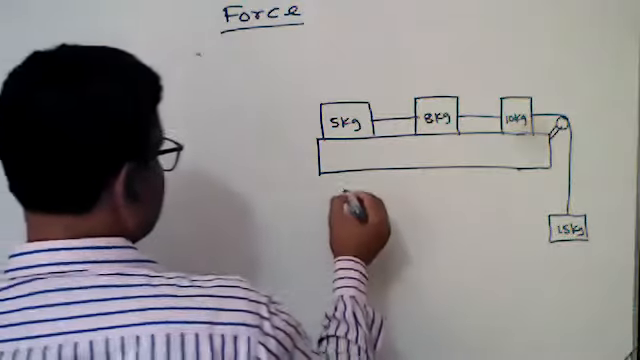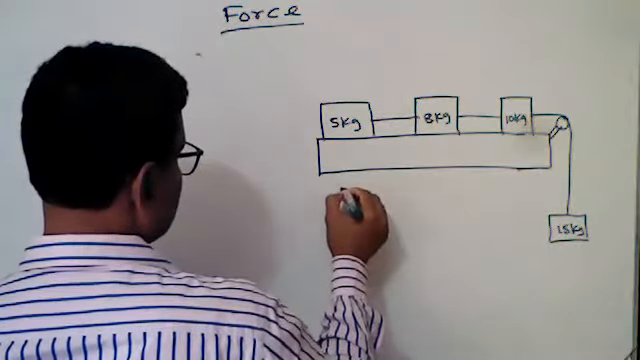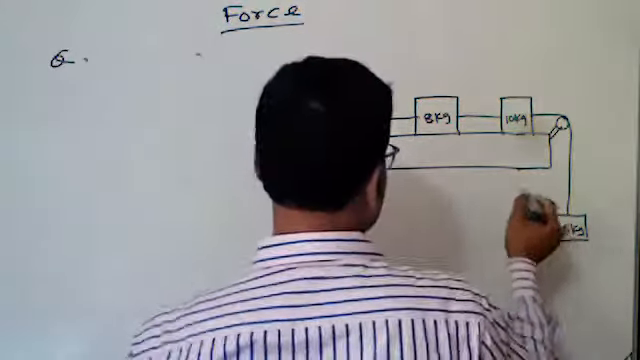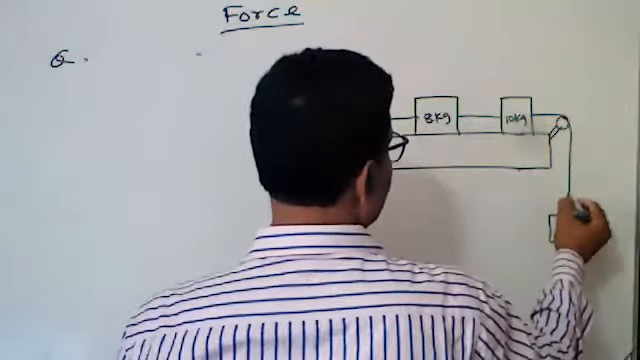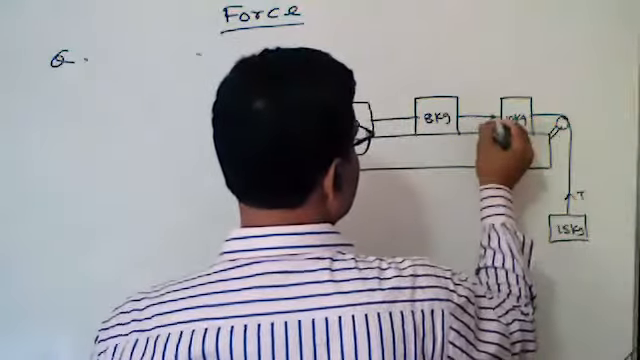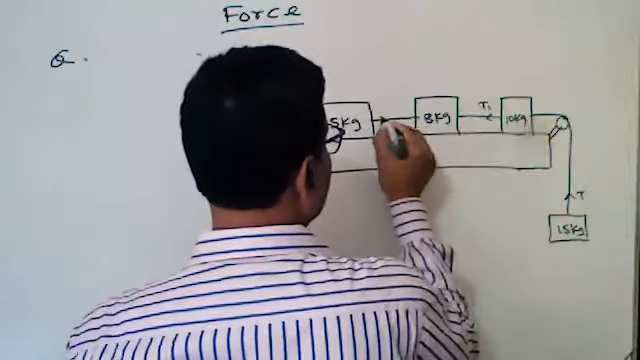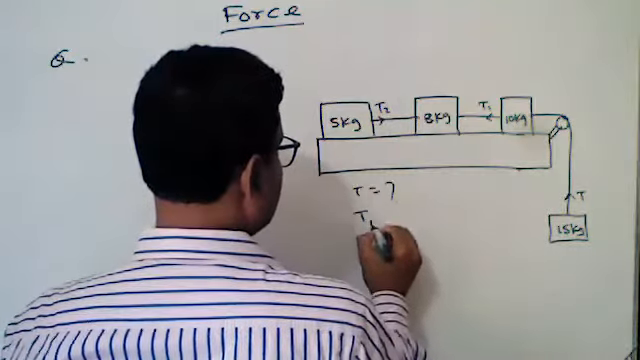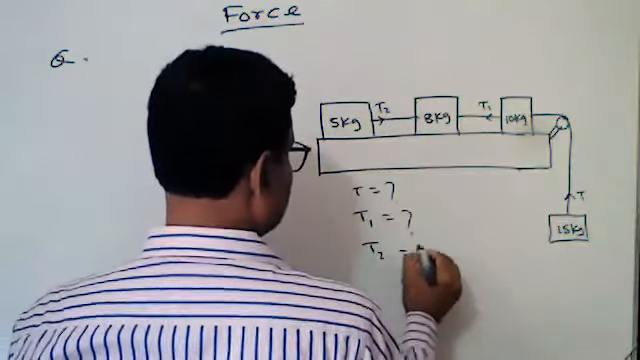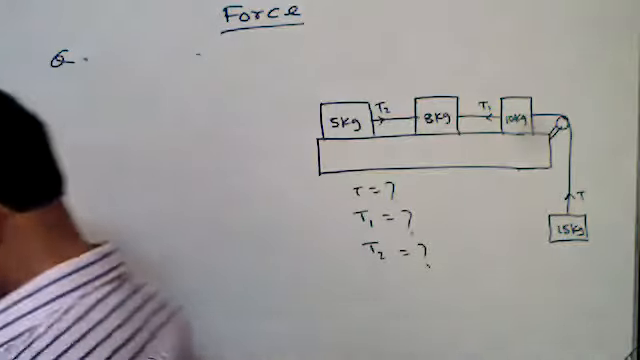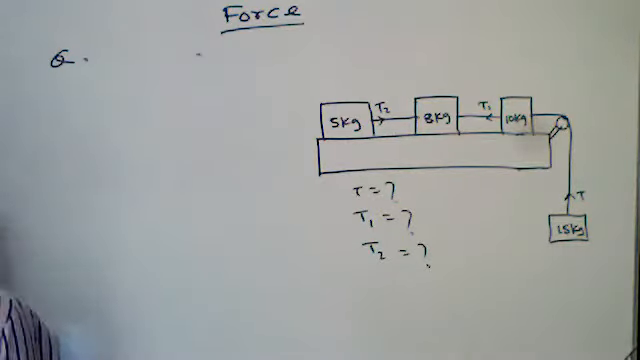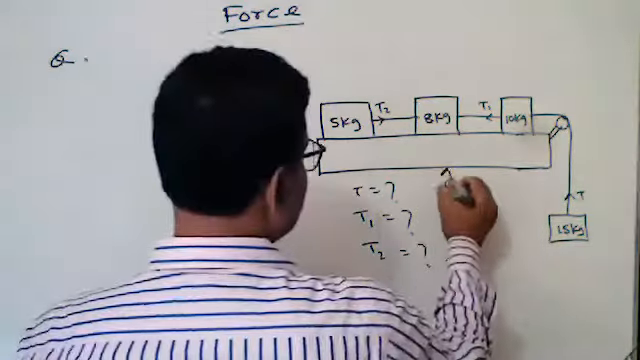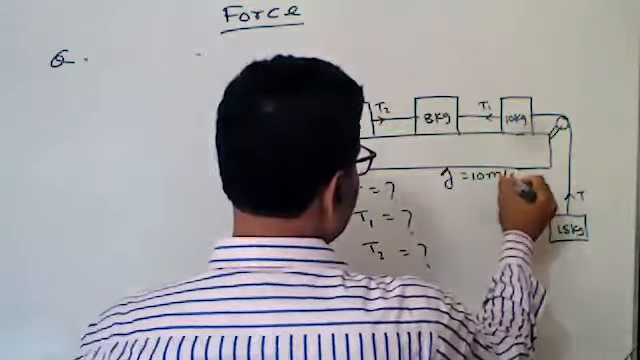What will be the T, T1, T2? T equals what? T1 equals what? And T2 equals what? Consider here G equals 10 meter per second square.